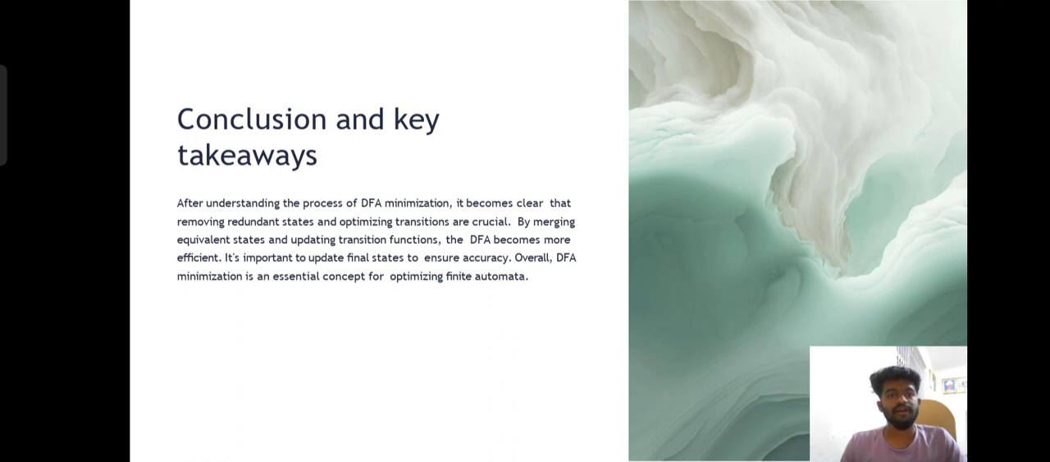The conclusion and key takeaways. After understanding the process of DFA minimization, it becomes clear that removing redundant states and optimizing transitions are crucial. By merging equivalent states and updating transition functions, the DFA becomes more efficient. It's important to update final states to ensure accuracy. Overall, DFA minimization is an essential concept for optimizing finite automata.